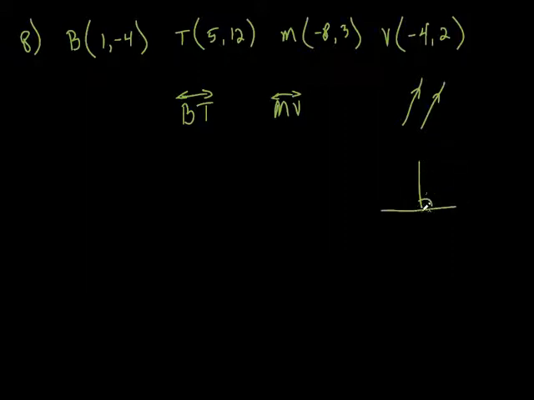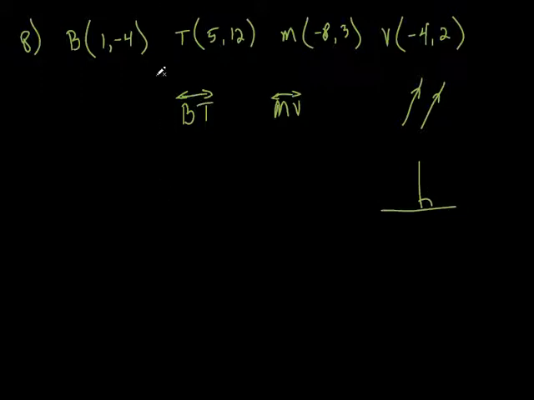So if the two lines are perpendicular, the slopes are negative reciprocals of each other. So that's what we're going to do. We're going to find the slope of BT, find the slope of MV, and then compare the two slopes. If they're the same, it's parallel. If they're negative reciprocals, it's perpendicular. If none of those things are true, it's neither. Does that make any sense?